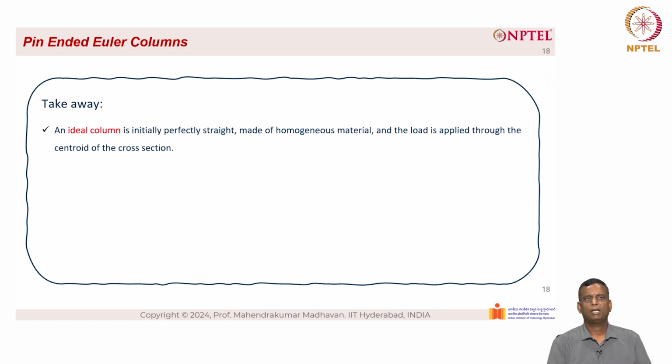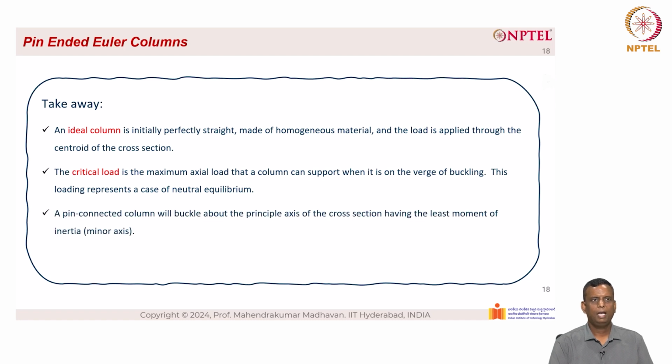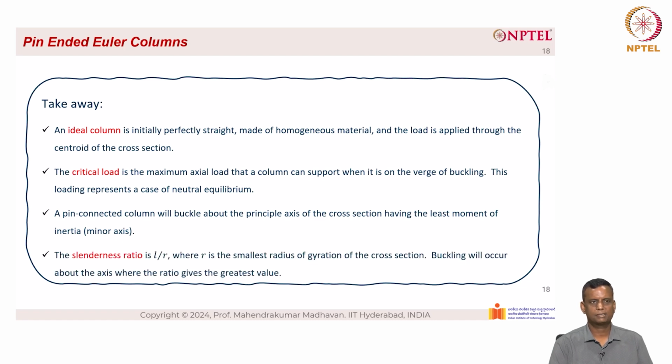So, takeaway: an ideal column is initially perfectly straight, made of homogeneous material, and the load is applied through the centroid of the cross-section. The critical load is the maximum axial load that a column can support when it is on the verge of buckling. This loading represents a case of neutral equilibrium. A pin-connected column will buckle about the principal axis of the cross-section having the least moment of inertia, which is the minor axis. The slenderness ratio is L by R, where R is the smallest radius of gyration of the cross-section. Buckling will occur about the axis where the ratio gives the greatest value.